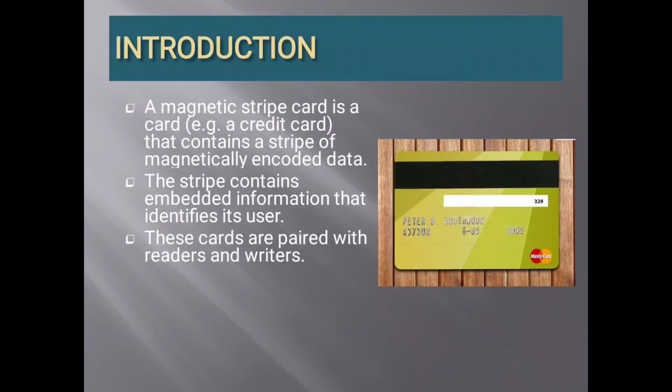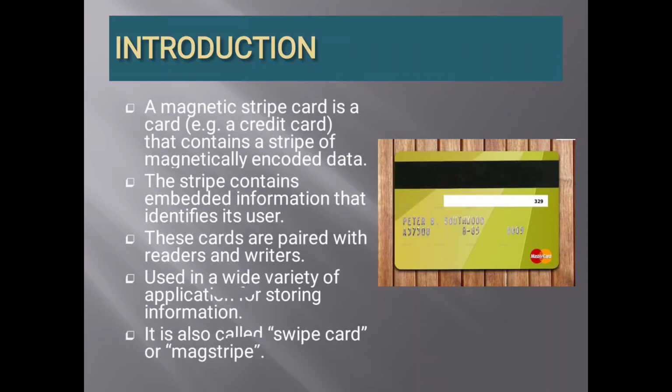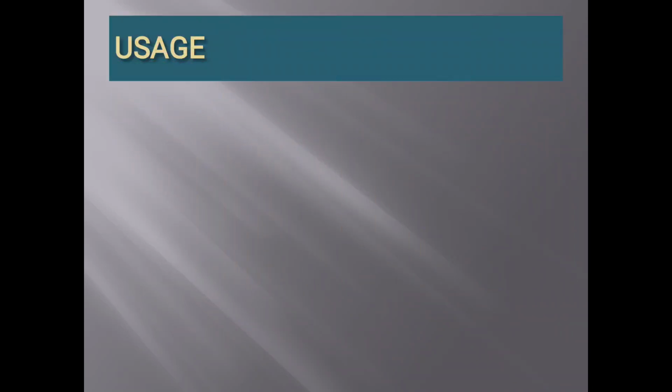These cards are paired with readers and writers. When the card is swiped through the machine, it reads the data on the stripe. It is used in a wide variety of applications for storing information. It is also called a swipe card or mag stripe. Next is the usage of the magnetic stripe card.